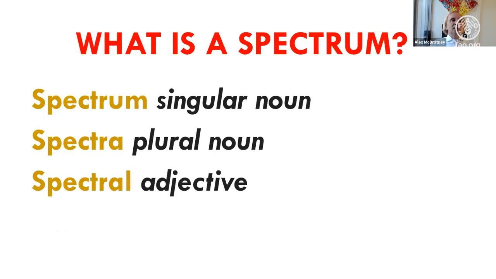So if we go back a little bit in time, let's just talk about the word spectrum. I only put this up because I hear people talking about spectra a lot, but they don't seem to mention that the singular word is spectrum. You have, when you take one spectrum or multiple spectra, so it's important that we understand that. And spectral is the adjective that comes from spectrum. So one spectrum, 1,000 spectra, a spectral library.